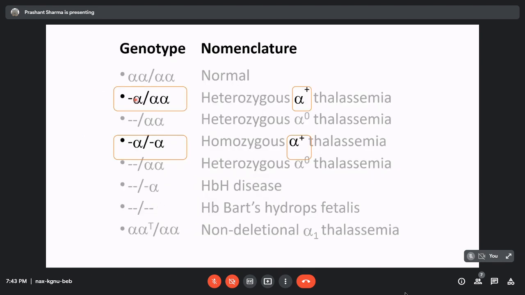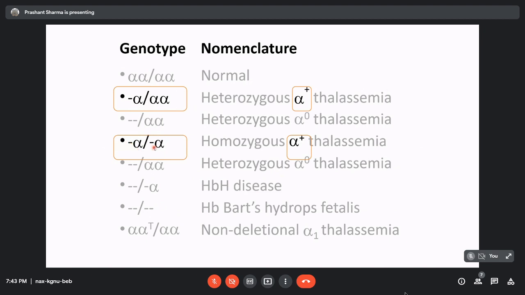So what are these alpha plus genotypes? Again, in that nomenclature diagram, every time you have a chromosome 16 that's going to have some output, we'll call it alpha plus. So this was heterozygous alpha plus thalassemia, and this is homozygous alpha plus thalassemia. These are the two genotypes that are common in our country. So when people with these genotypes marry each other, or people with normal genotypes, they're going to have children that are at worst going to be homozygous alpha plus thalassemia.